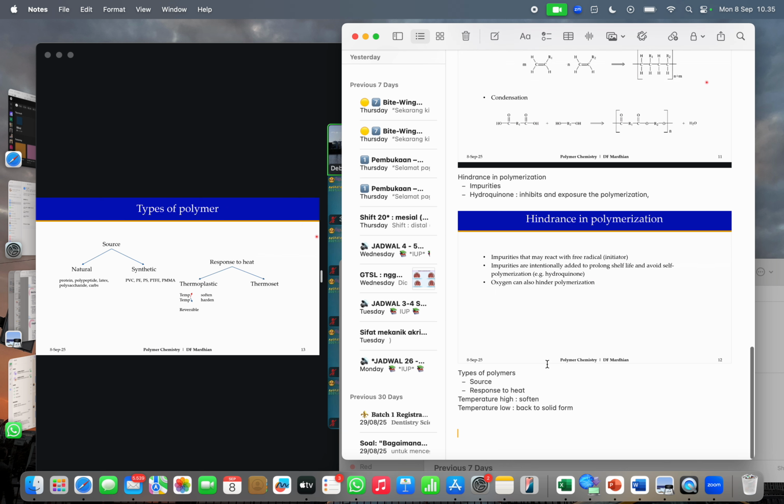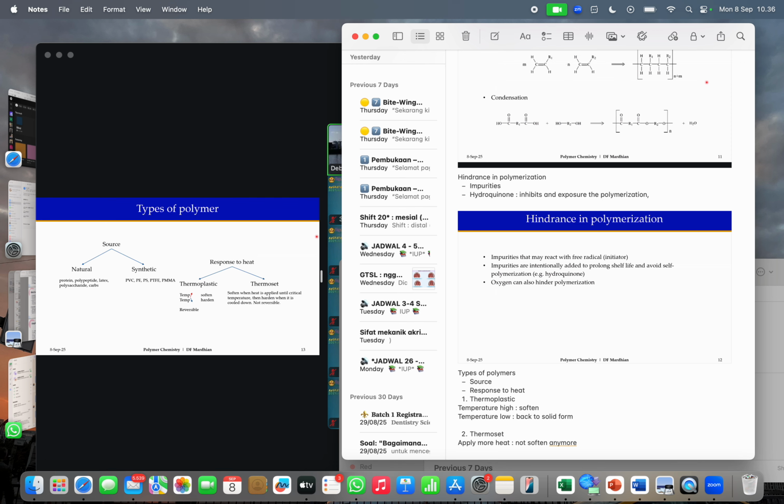The thermoset polymers are softened when heat is applied until a critical temperature. And then when we remove the heat, they will harden. However, when we apply more heat, they will not be softened anymore, and thus this reaction is not reversible.